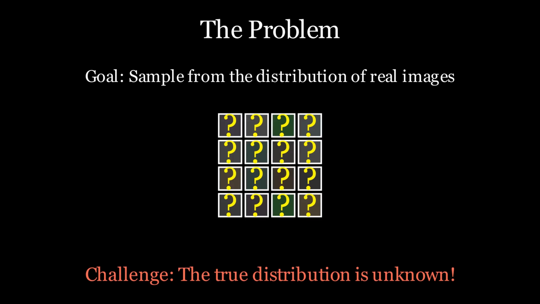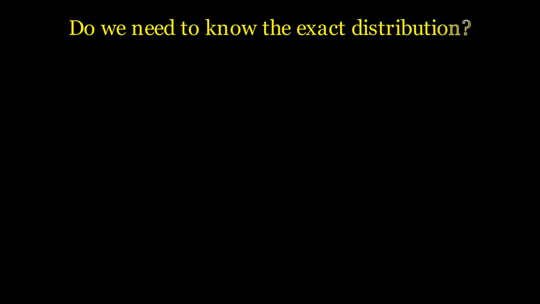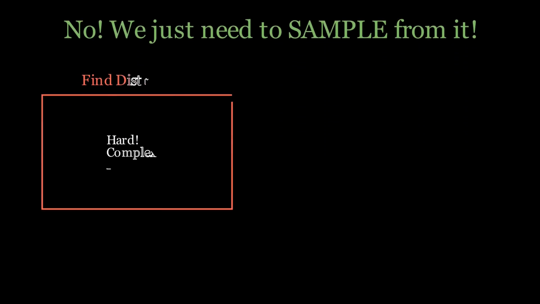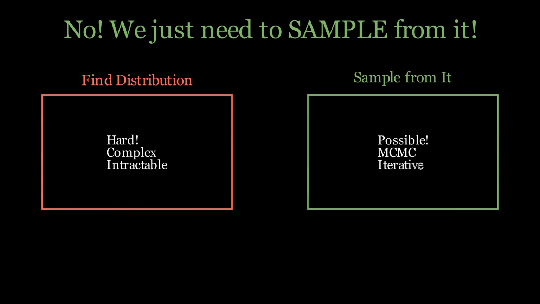But wait, do we really need to find the exact distribution? What if we only care about being able to sample from it? This is a crucial distinction. If we can find a method that lets us sample from the true distribution without having to compute it explicitly, we can circumvent the entire problem. And that's exactly what Markov chain Monte Carlo, or as we call it, MCMC, does.